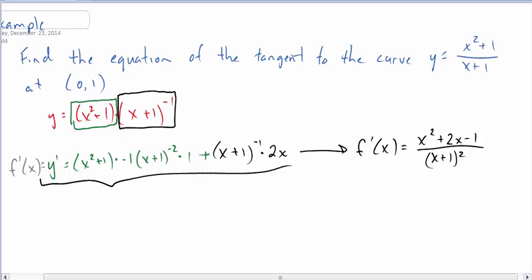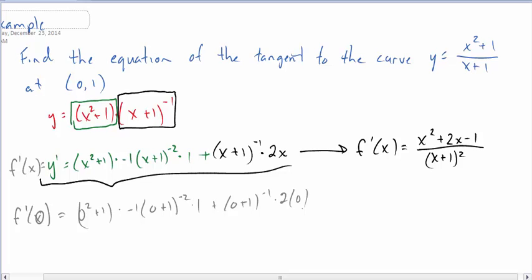We need the equation of the tangent. Well, what do we just do this for? Oh yeah, this gives us the slope of the tangent at a given point. So what we need is the slope when x is equal to 0. So we plug zeros in. 0 squared plus 1 times negative 1 times 0 plus 1 to the negative 2 times 1 plus 0 plus 1 to the negative first times 2 times 0.